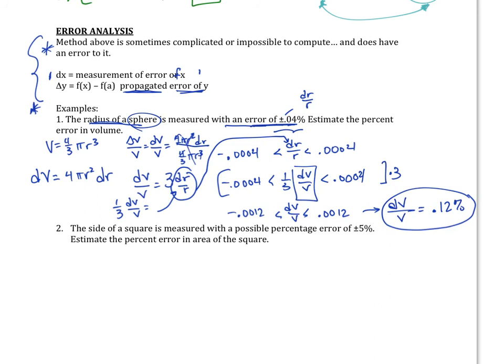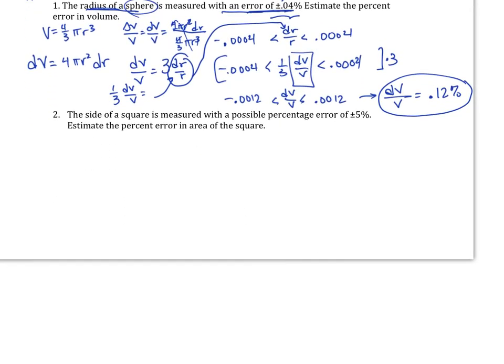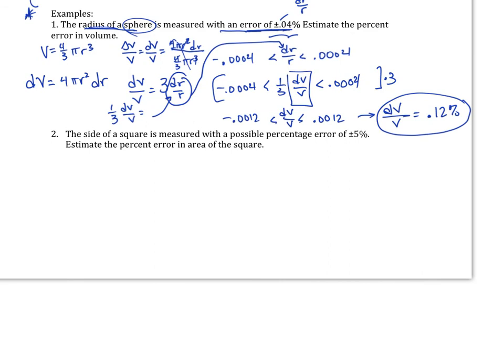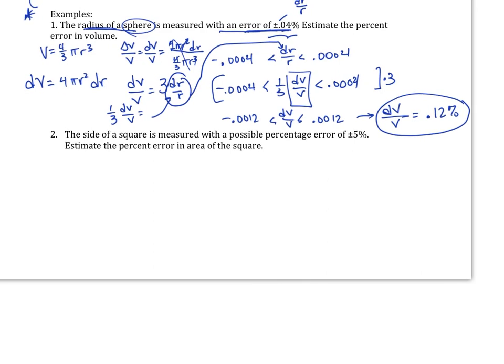So let's try the next one. The next one says, and maybe you'll be able to see the shortcut on this, the side of a square is measured with a possible percentage error of 0.5%. So the possible percentage error is 0.5%. So that tells me the side, ds over s, is within 0.005, okay? And this would be a negative on this end. Okay, so that's right away what that tells me.